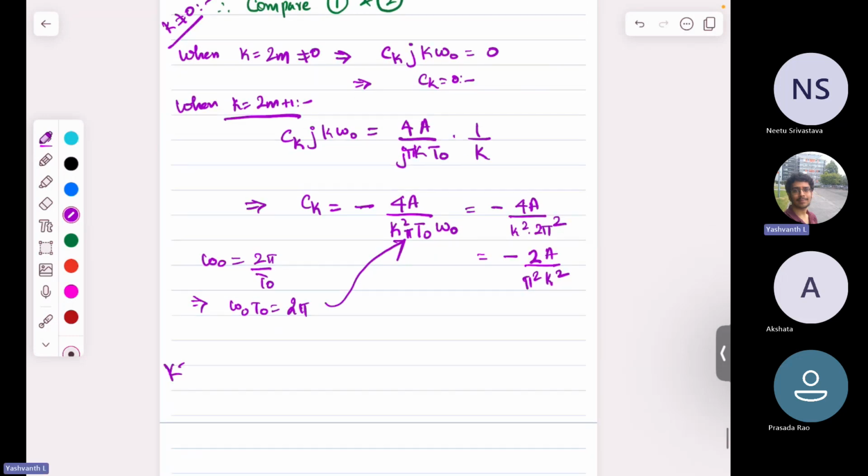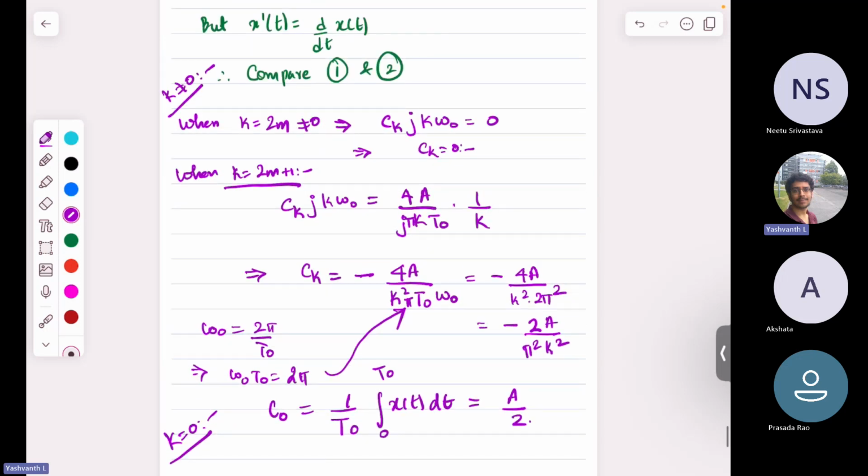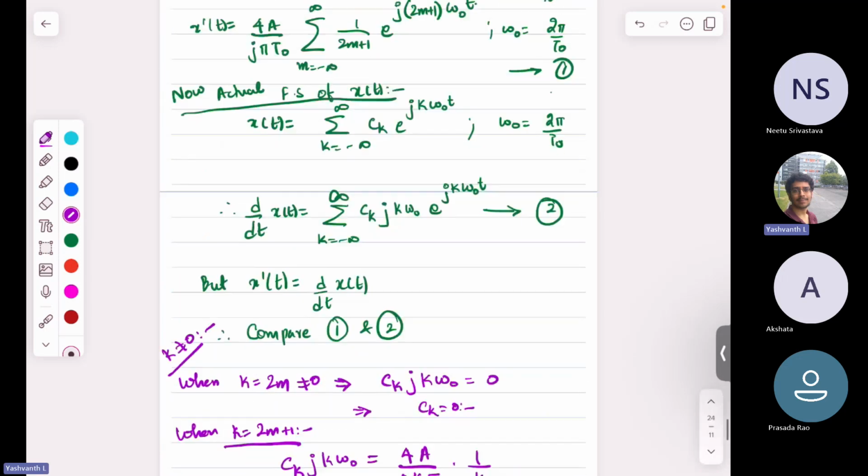And when k equal to 0, C naught is nothing but C naught equal to 1 by T naught integral 0 to T naught x of t dt, which is very simple to obtain. Just the area under the triangle. Area under the triangle is half base times height, right? This is A by 2. So now I have C naught and I have all ck values.